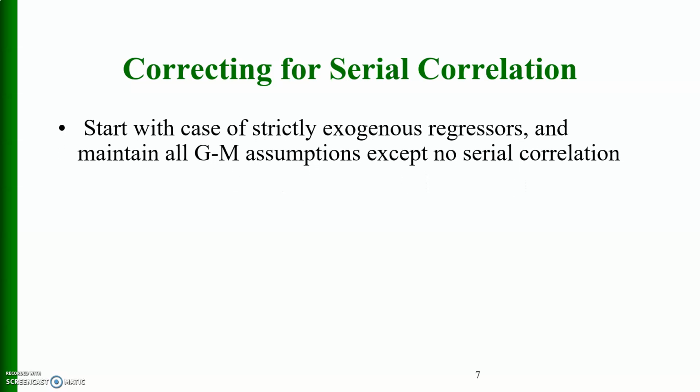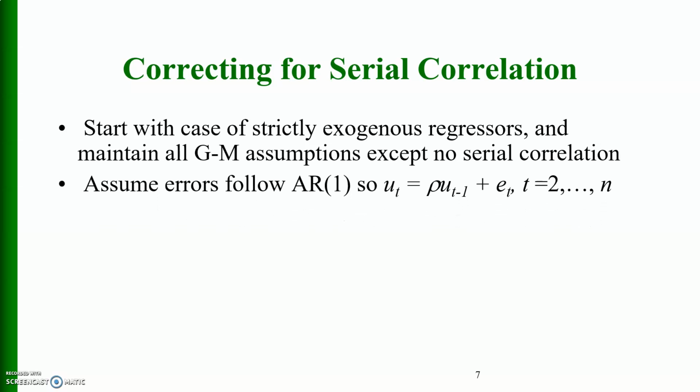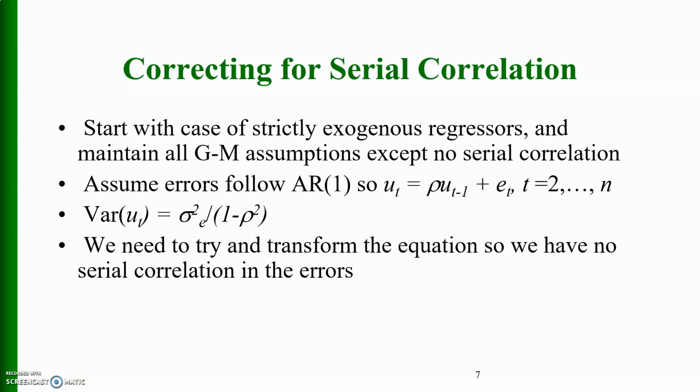Correcting for serial correlation. In order to do that, we may start with the case of strictly exogenous regressors and maintain all GM assumptions except no serial correlation, and assume errors follow AR1. So ut is equal to rho ut minus 1 plus et, t varies from 2 up to n. Variance of ut is equal to sigma square e divided by 1 minus rho square. But we need to try and transform the equation, so we have no serial correlation in the error terms.